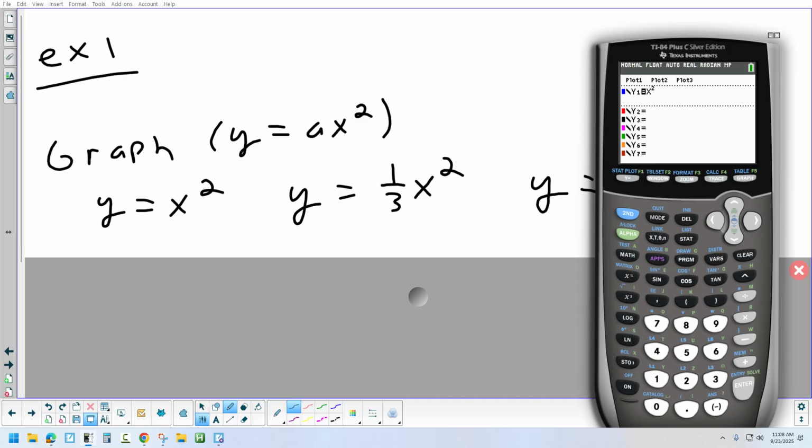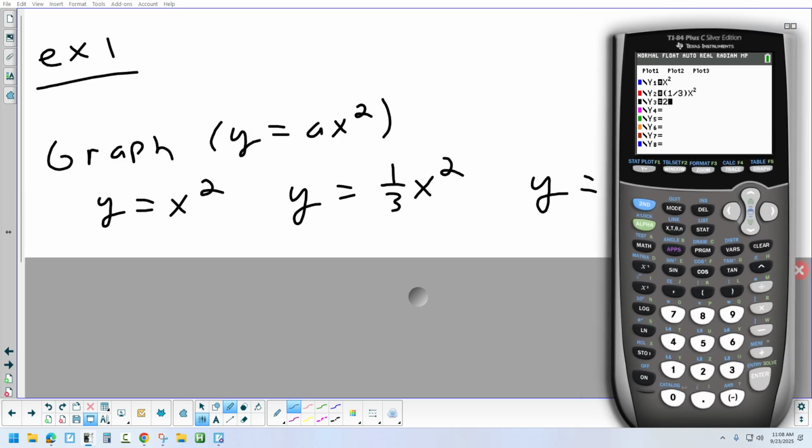So you think it's going to make it narrower or steeper? Okay, let's take a look and see if that's what happens. So we've got 1/3 x squared and 2x squared. There are different ways you can type in 1/3. That's how I do it, as a fraction. It's not the only way.